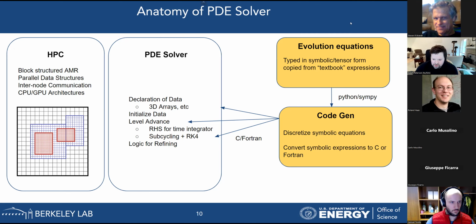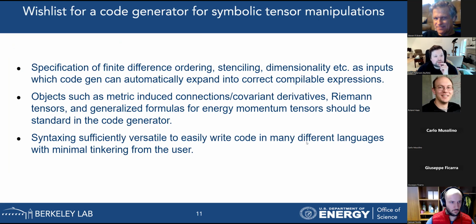Well, so you want a method where you can more or less read off the expressions in the textbook and be reasonably certain that you haven't made any sort of typos in the indexing, for example. So code generation is the way forward here. It's a method for discretizing symbolic equations and converting symbolic expressions to C or Fortran, for example. So what are some of the things we want out of our code generator? Well, we want things like the specification of finite difference ordering, stenciling, dimensionality, etc. as inputs, which CodeGen can automatically expand into correct compilable expressions.